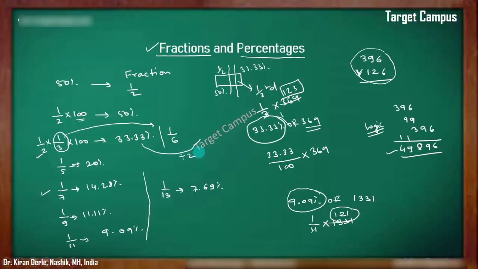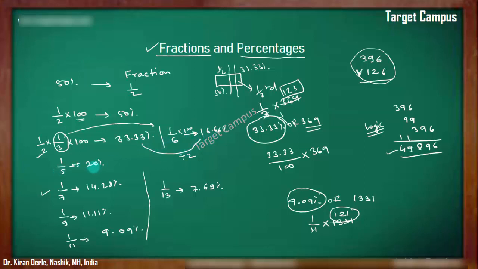This percentage will also get divided by 2, and which will become 16.66%. That means 1 by 6 is equivalent to 16.66%. Or you can simply multiply this with 100 and you will get this only. Right? But try to understand these derivations also.